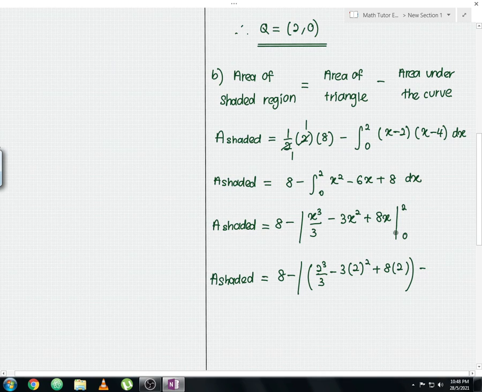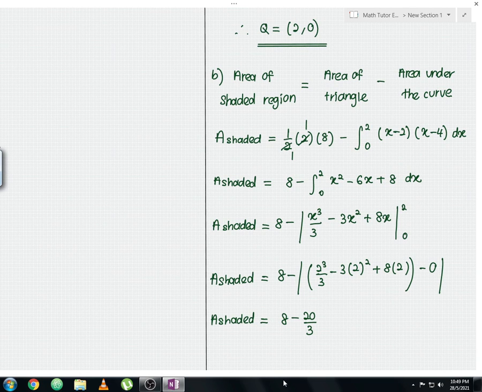and then you minus with 0. Since when you substitute the 0, 0 cube over 3 will be 0, 3 times 0 square you get 0, 8 times 0 you get 0, so since everything is 0, you can just write here 0, and then you close the magnitude symbol. So from here you calculate the inside one, you should get your area under the curve is equals to 20 over 3. So from here 8 you minus with 20 over 3.